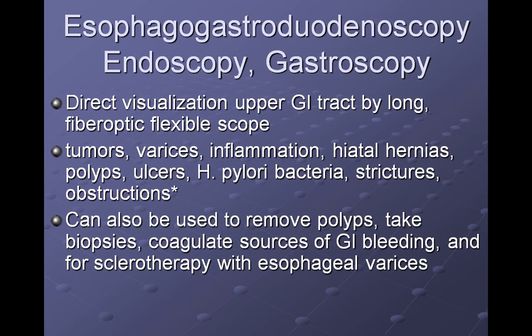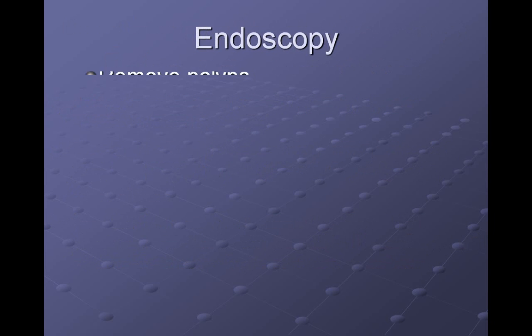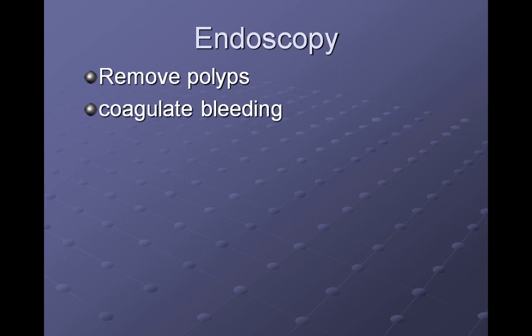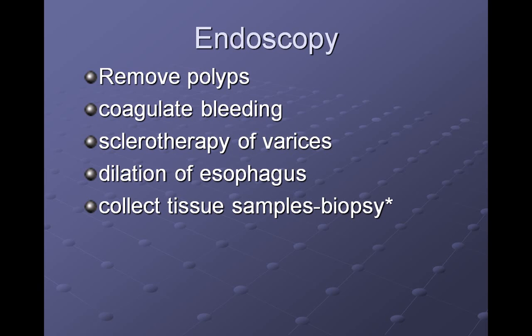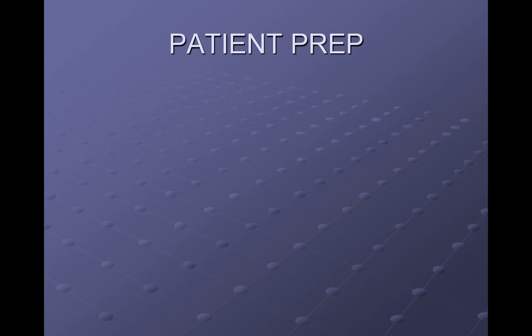These tests can also be used to remove polyps during the procedure, take biopsies, coagulate sources of GI bleeding, and for sclerotherapy with esophageal varices. An endoscopy is used to remove polyps, can be used to coagulate bleeding, sclerotherapy of the varices, dilation of the esophagus, to collect tissue samples for biopsy purposes, and the person following is at risk for bleeding, so you need to observe them closely and monitor their vital signs.